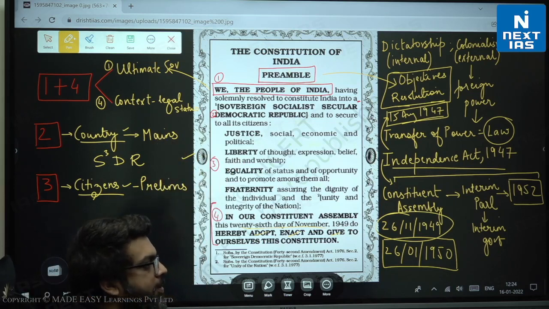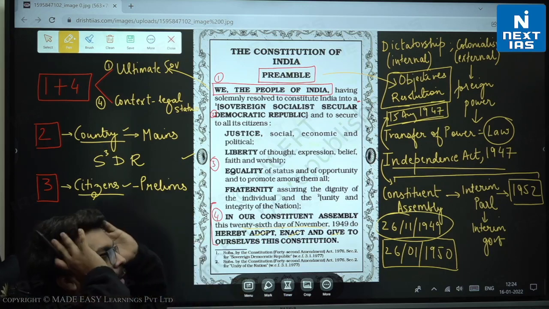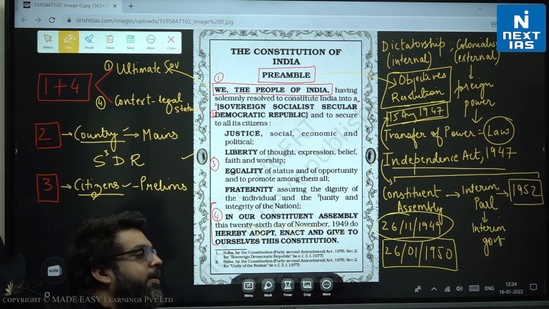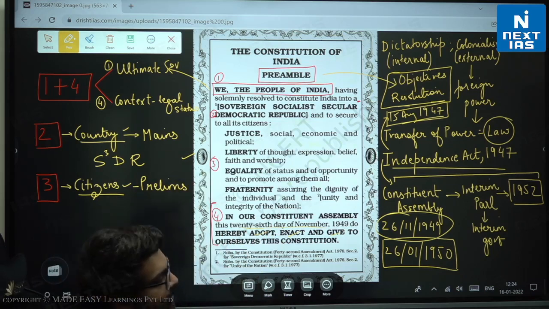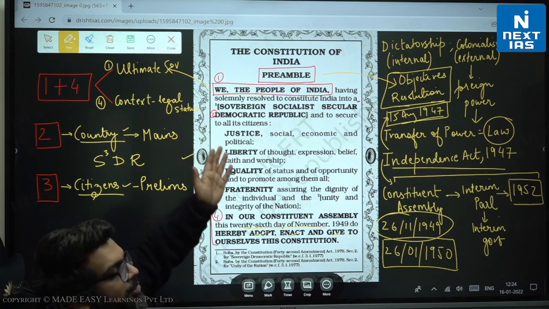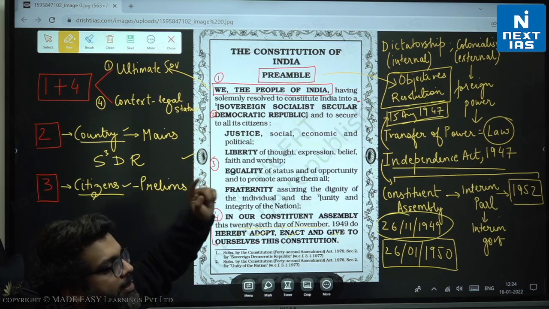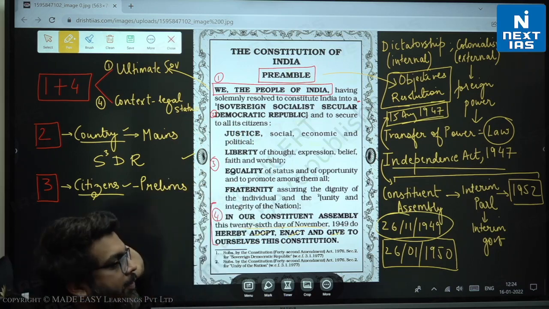ठीक है? Sovereign, Socialist, Secular, Democratic Republic. And if you see, they've been arranged in a logical fashion. कि पहले तो भैया देश आज़ाद रहे, उसके बाद हम सबकी मदद करेंगे, सबको सब धर्म चलने की आज़ादी है. We are going to have a democracy and our president is not going to be a hereditary one. बस. So sovereign, socialist, secular, democratic republic. ये रटा होना चाहिए. S cube DR. ठीक है?